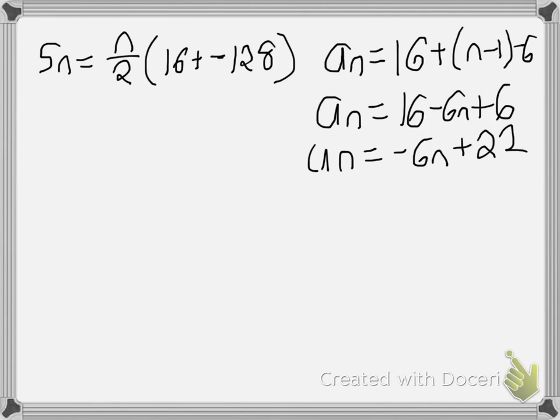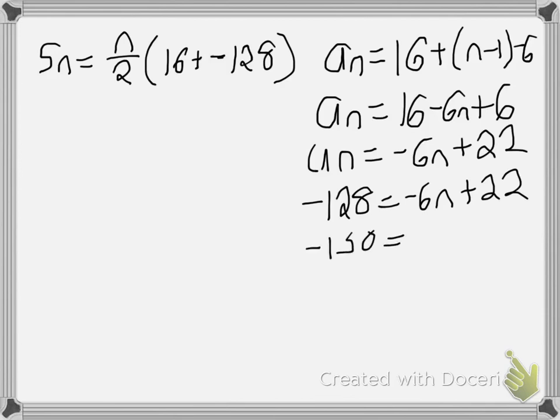But that still doesn't tell us what n is, but we can figure it out because we now know that, remember, the last term, the nth term, is -128. So we're going to plug in -128 is equal to -6n plus 22. And let's do the math. This becomes -150 equals -6n. And then we divide, we get 25 equals n. So now this is the 25th term. How awesome is that? Now we know what we have to do over here.